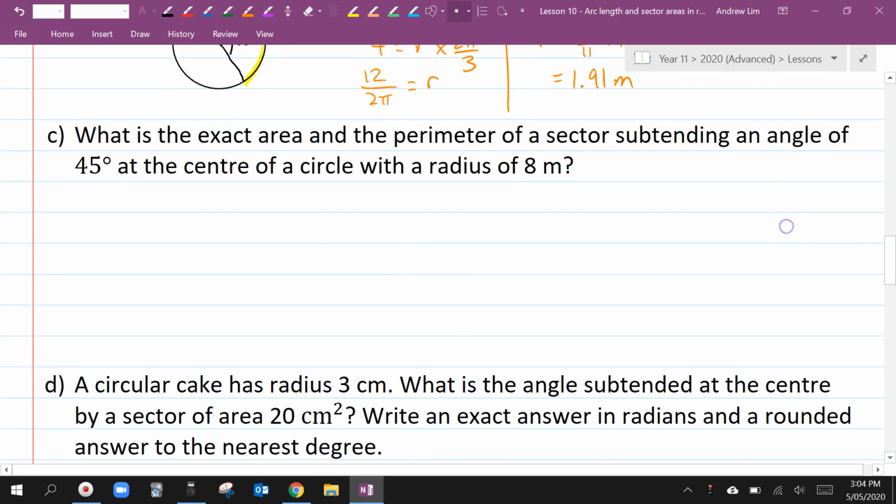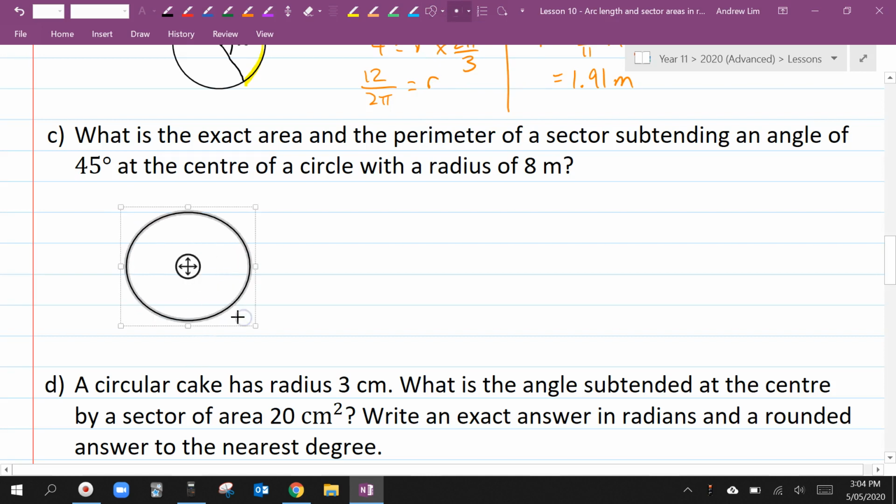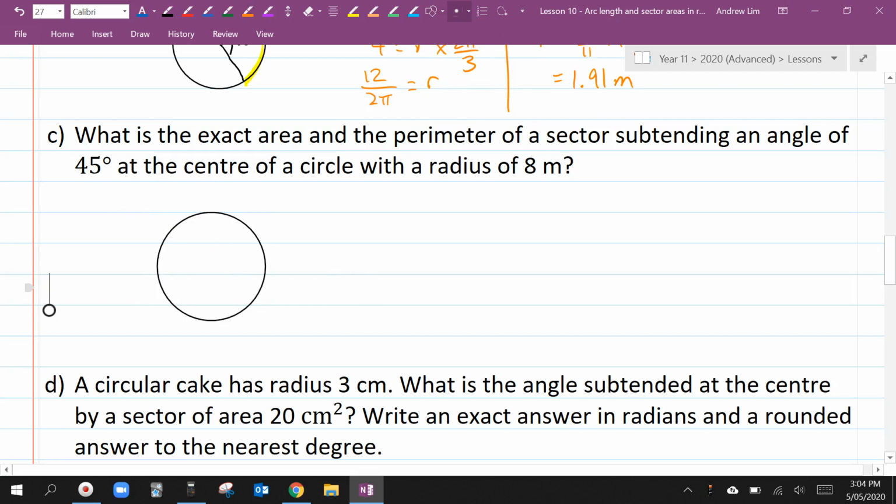Alright, question C. What is the exact area and the perimeter of a sector subtending an angle of 45 degrees at the center of a circle with a radius of 8 meters? So again, I'm going to draw a circle. Okay, so we need an angle of 45 degrees. That's about 45 degrees. We know that it has a radius of 8 meters, and we want the area as well as the perimeter. Perimeter I'll just highlight in green.